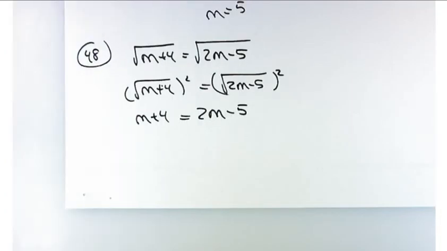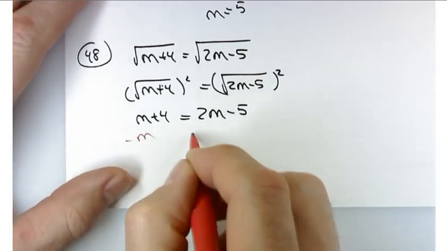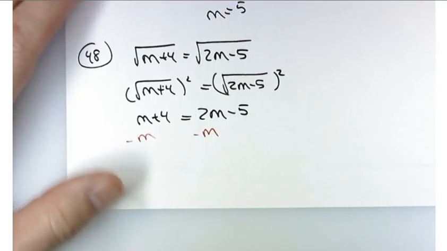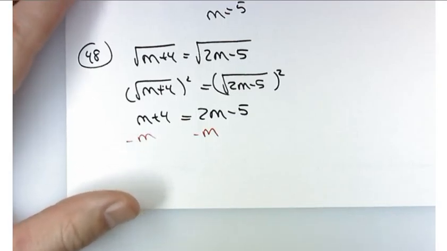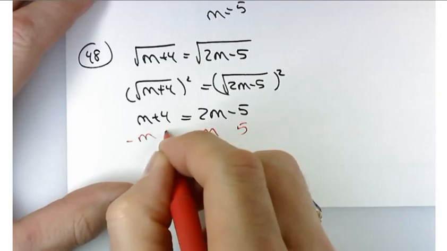So m plus 4 equals 2m minus 5. Since 2 is bigger than 1, I'll move the m's to the right-hand side by subtracting m. And then, being uber efficient, let's also add 5 to both sides.